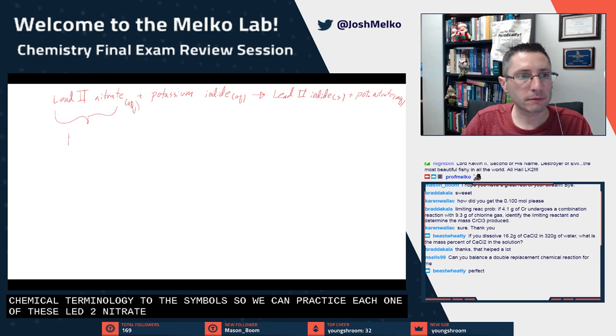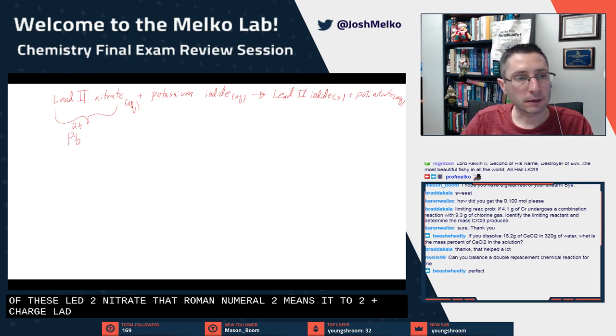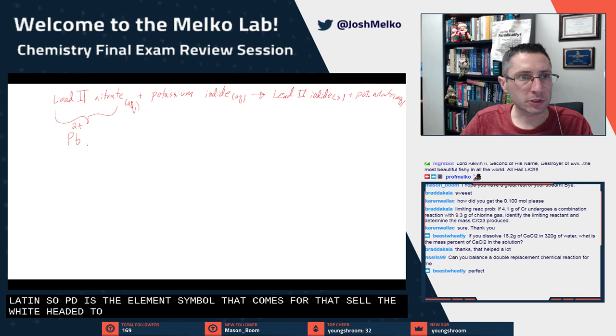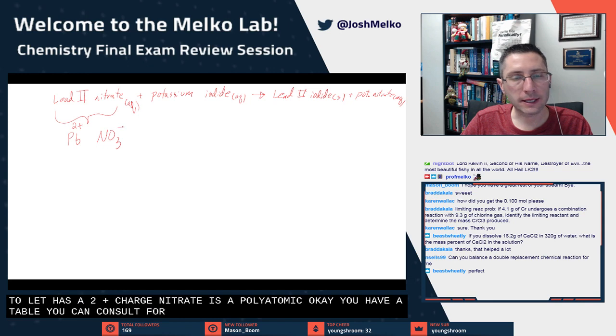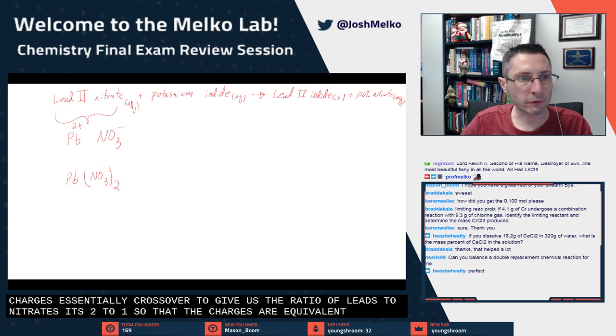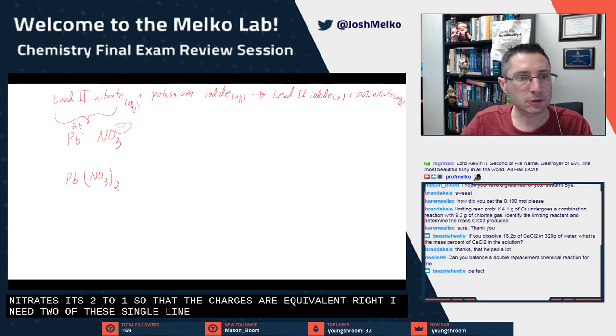Lead(II) nitrate, that Roman numeral 2 means it's a 2+ charge. Lead, from I think it's Latin, plumbum is the name of lead in Latin, so Pb is the element symbol. So the lead has a 2+ charge. Nitrate is a polyatomic, you have a table you can consult for that. That nitrate is NO3-. And so these charges essentially cross over to give us the ratio of leads to nitrates. It's 1:2, so that the charges are equivalent. I need 2 of these single minuses to balance that 2+. Okay, so that's Pb(NO3)2 plus potassium iodide.